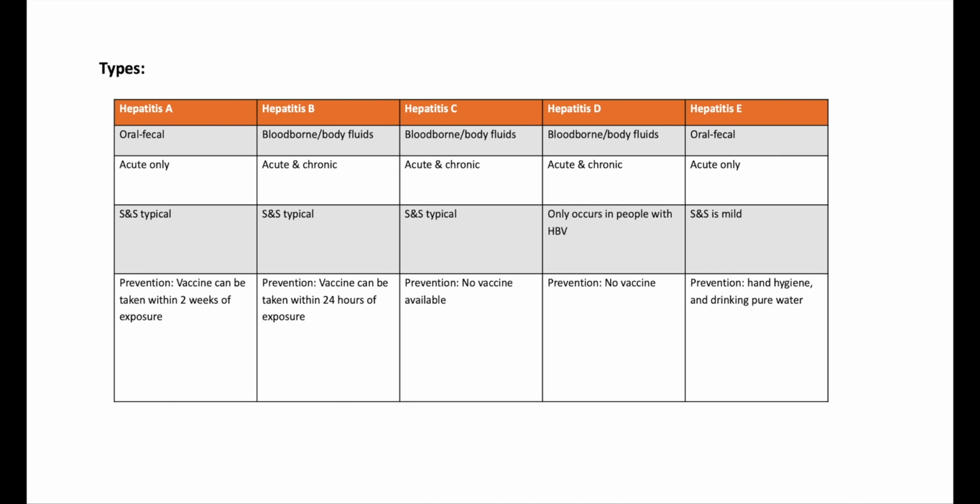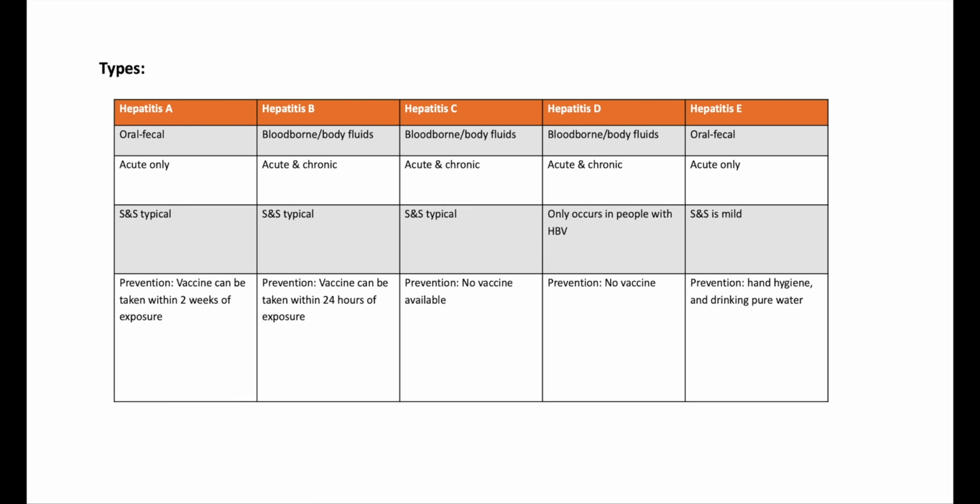Hepatitis C, same as hepatitis B, is bloodborne and transmitted through body fluids. It can be acute and chronic. Signs and symptoms are the same, typical. Prevention: no vaccine available as of the moment.